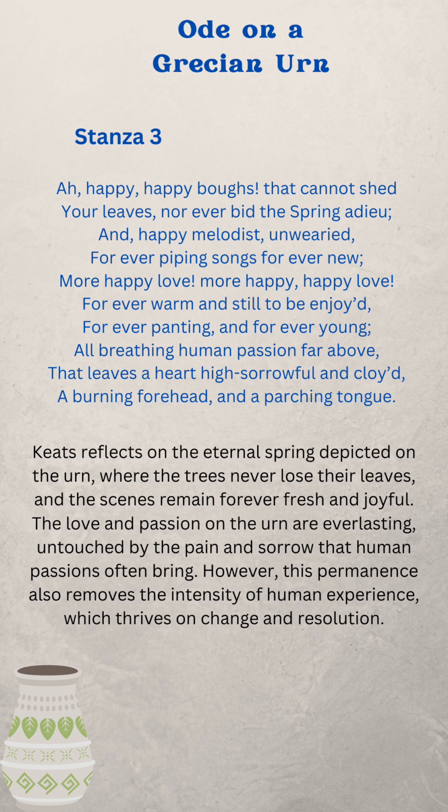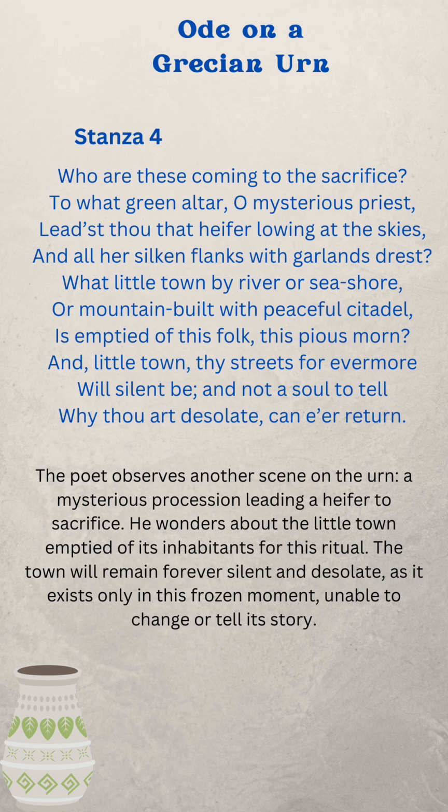Now, stanza 4. Who are these coming to the sacrifice? To what green altar, O mysterious priest, leadst thou that heifer lowing at the skies, and all her silken flanks with garlands dressed? What little town by river or seashore or mountain built with peaceful citadel is emptied of this folk, this pious morn? And little town, thy streets forevermore will silent be, and not a soul to tell why thou art desolate can ever return.